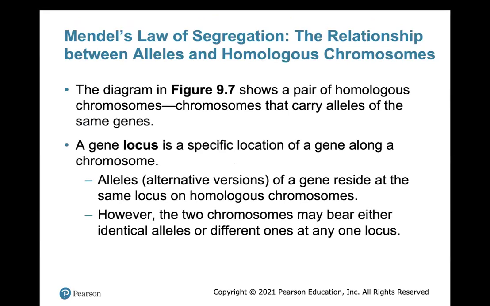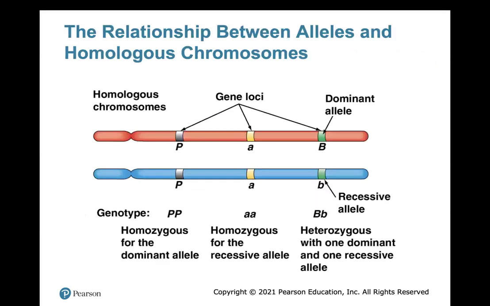Looking forward at the next diagram, it will show a pair of homologous chromosomes, which are chromosomes that carry alleles of the same genes. And a gene locus is a specific location of a gene along a chromosome. Alleles are alternative versions of a gene. They'll reside at the same locus on homologous chromosomes. However, the two chromosomes may bear either identical alleles or different ones at any one locus. So here we have the locus shown on the different locations of the homologous chromosomes.